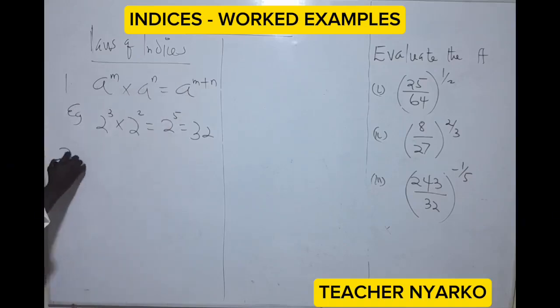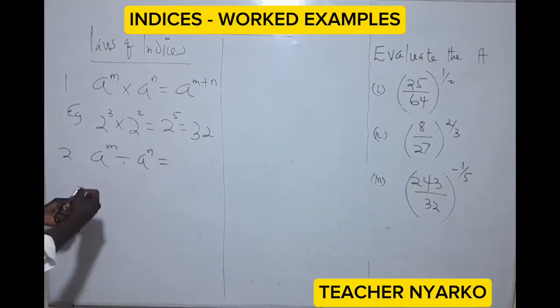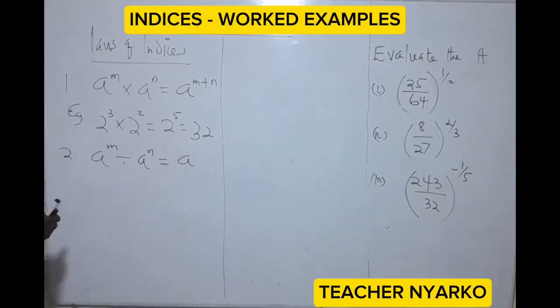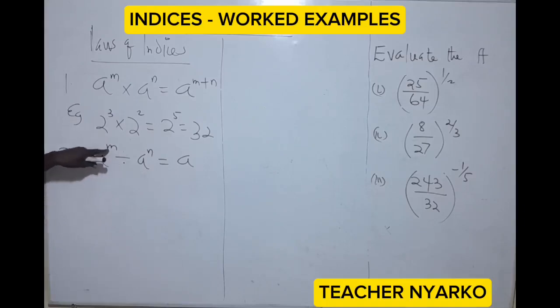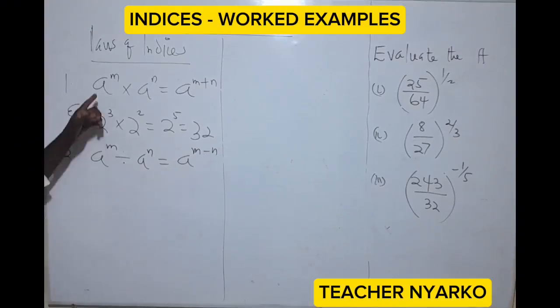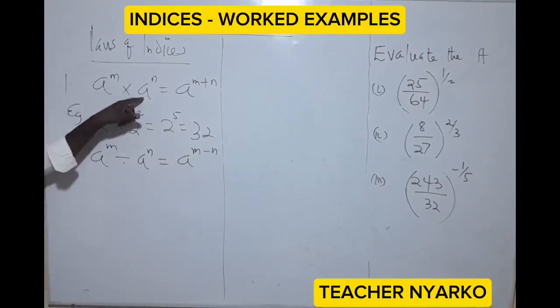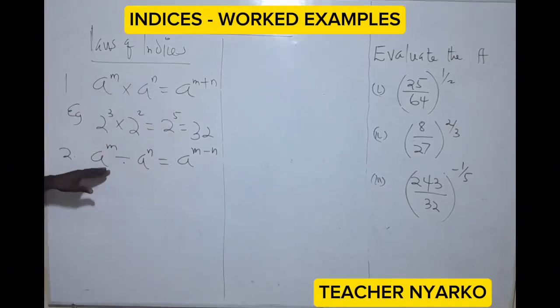Now the second law says that if you have a exponent m divided by a exponent n, they have the same base, but the sign is division. You keep one of the base constants, then you subtract the exponents, so you have a exponent m minus n. Don't forget, with the first law, when you have numbers or variables of the same base multiplying, you keep one of the base constants and add the exponents together. But for division, you keep one of the base constants and subtract the exponents.